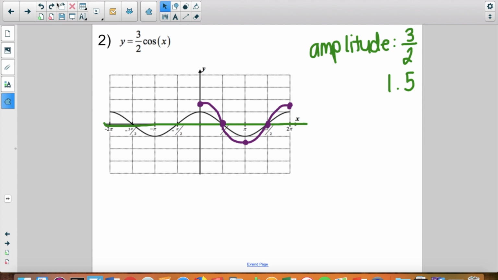And we can go in the other direction too. So midline, below 1.5, midline, above 1.5. And that is our cosine graph.